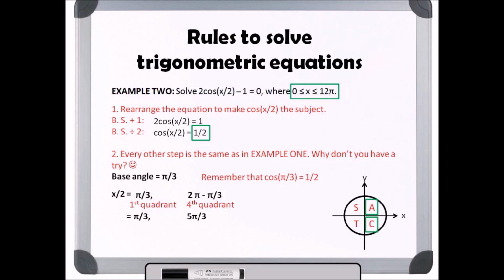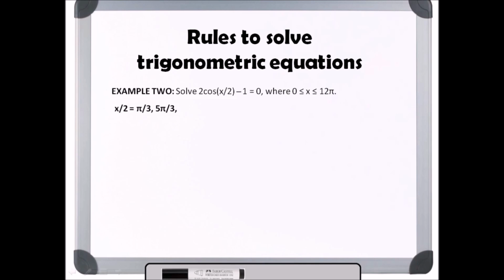Next, you need to have a look at the domain, which is x between 0 and 12 pi. We need to manipulate this domain so that it contains the x on 2 within your cosine. To do that, we need to divide both sides of the domain by 2, which gives us x on 2 between 0 and 6 pi. Looking at this manipulated domain, we can see we are dealing with the first 3 revolutions, from 0 to 2 pi, 2 pi to 4 pi, and 4 pi to 6 pi.